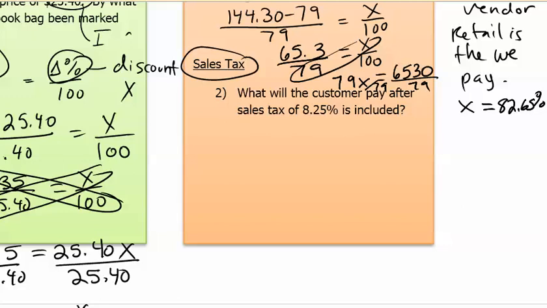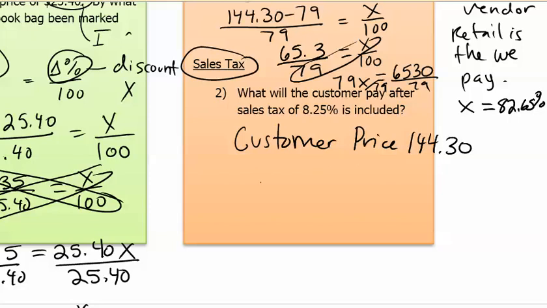So now what's happening is this is a two-part problem. What did the customer buy the item for? Well, the customer price, if we look back, was $144.30. So that's the customer price. What we're going to do is add sales tax to that.